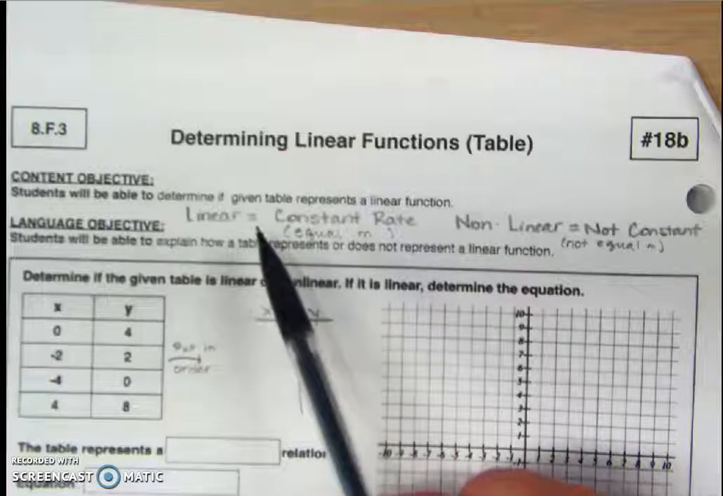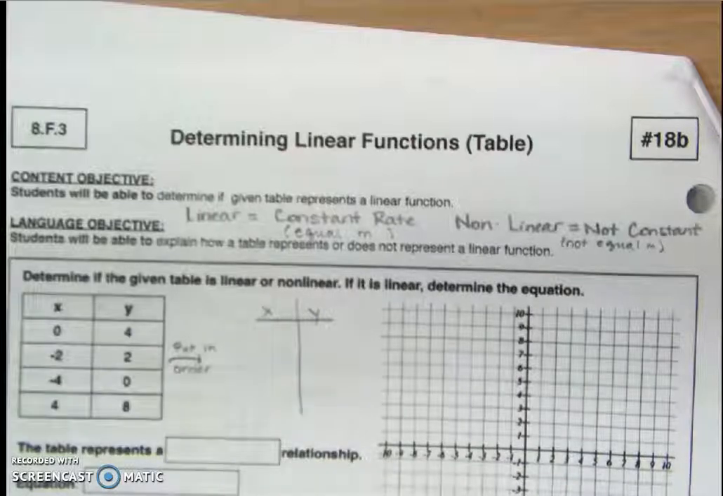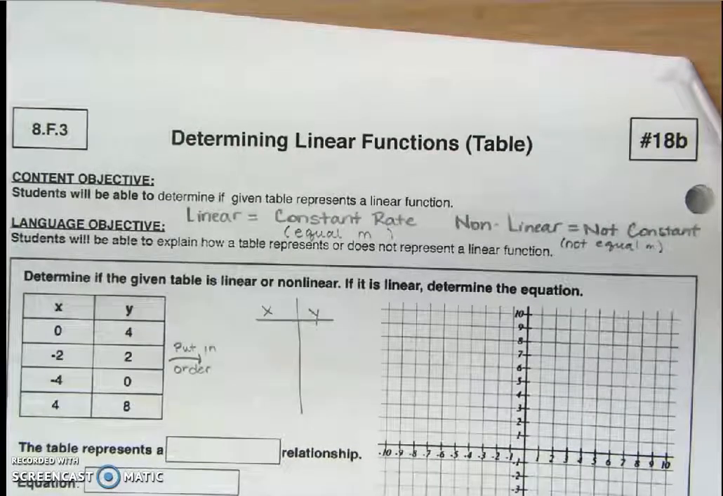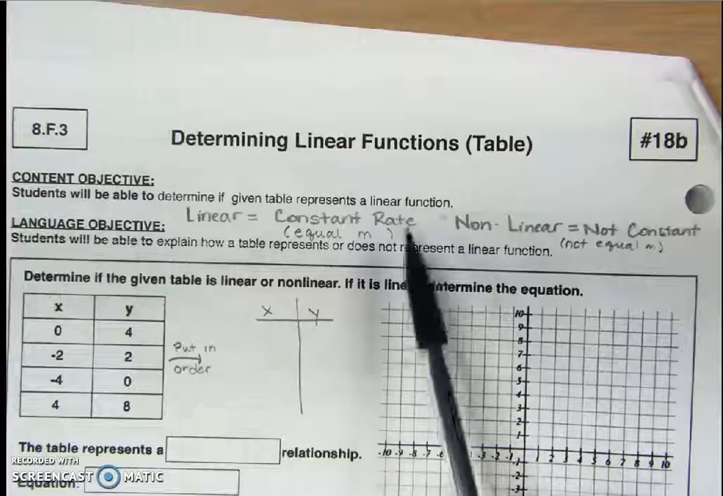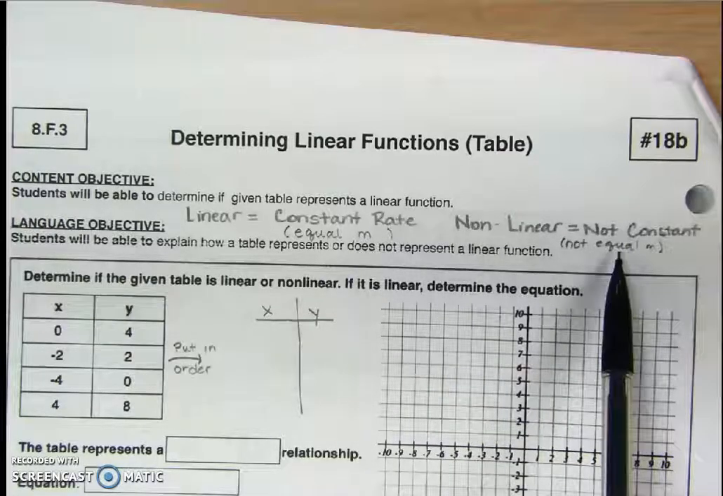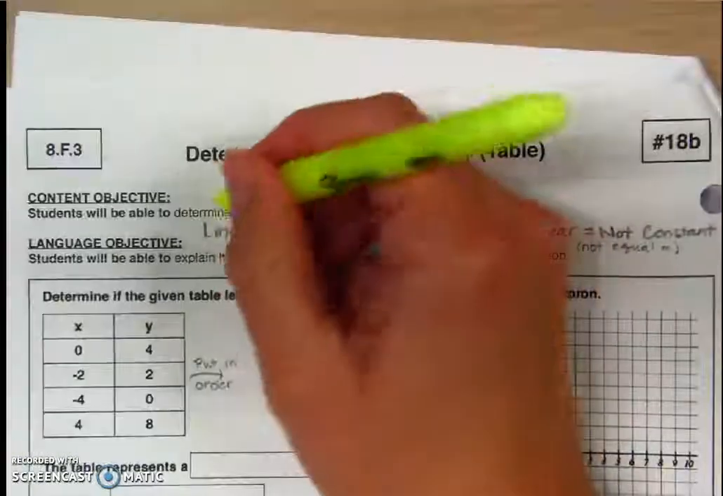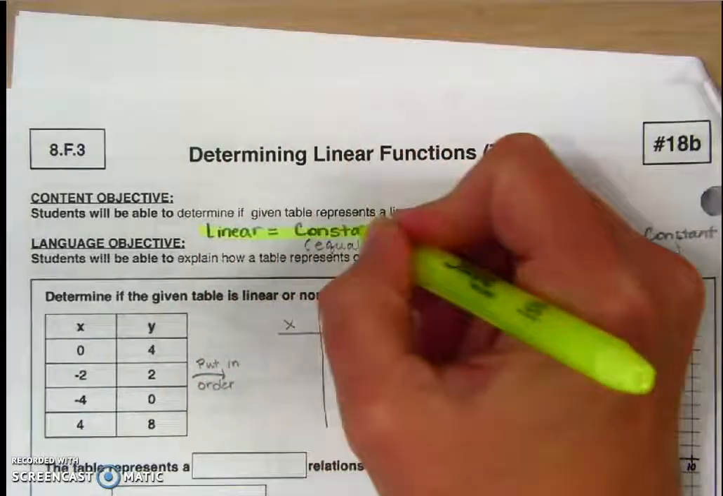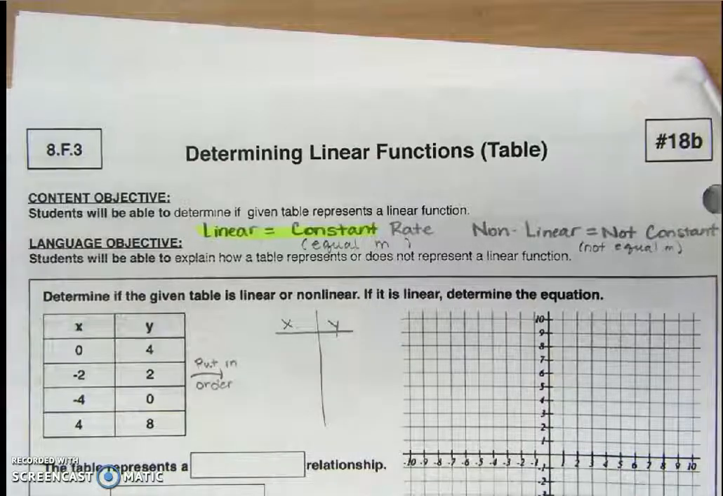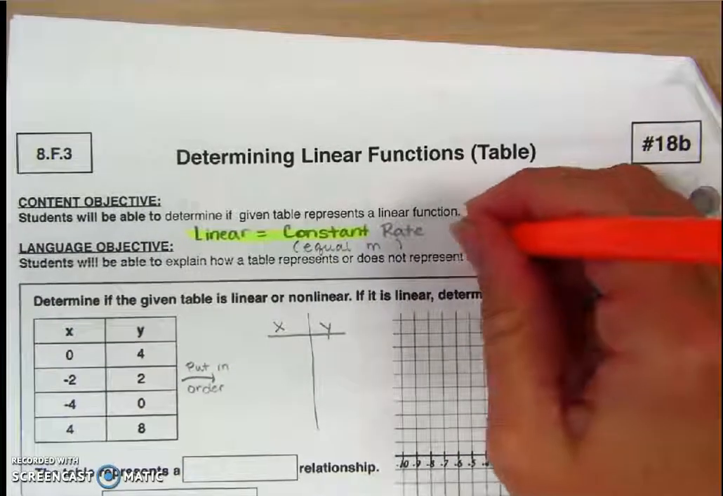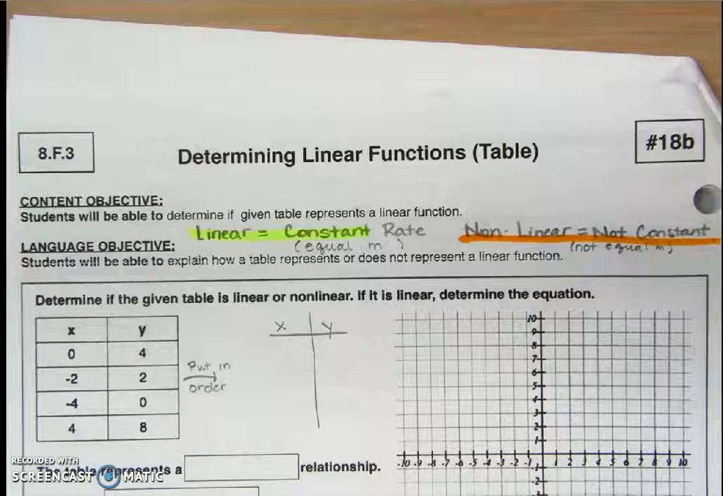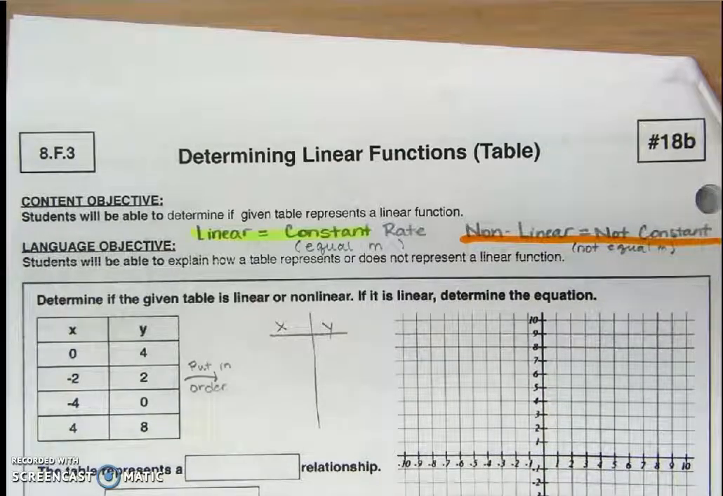So right here I'd like you to write in linear means constant rate, or in other words, an equal m. Nonlinear means not constant, not an equal m. So let's write that in and go ahead and highlight linear equals constant, nonlinear equals not constant. All right, so we're going to be given tables of values.